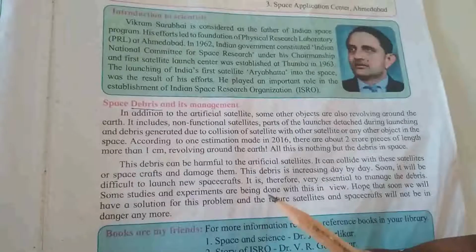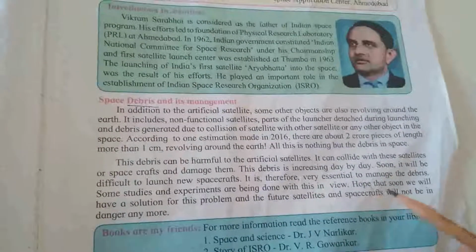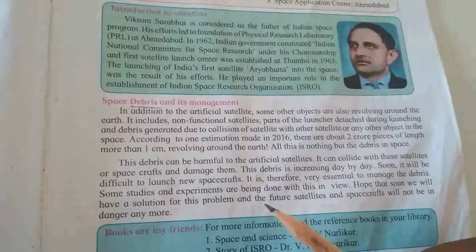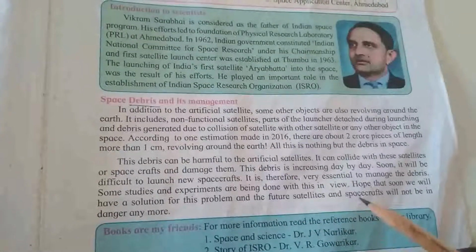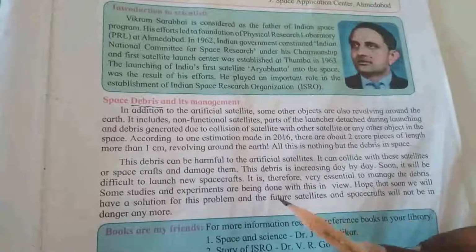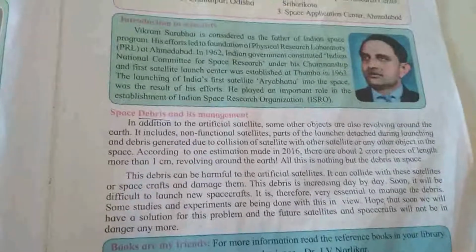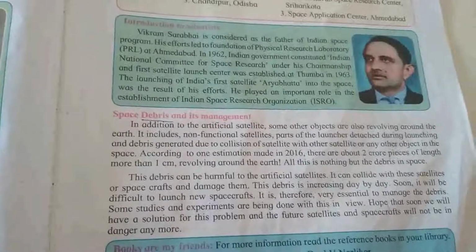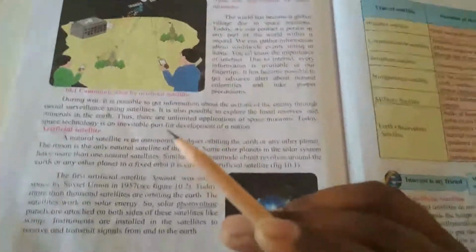Some studies and experiments are being done with this in view. Hope that soon we will have a solution for this problem and the future satellites and spacecraft will not be in danger anymore. So in this way we have completed chapter number 10, space mission. In this chapter, we basically studied the space mission, then the need and importance of space missions, artificial satellites, types of artificial satellites, their functions, and the names of Indian satellite series and their launch vehicles.